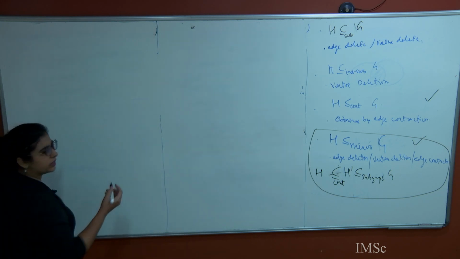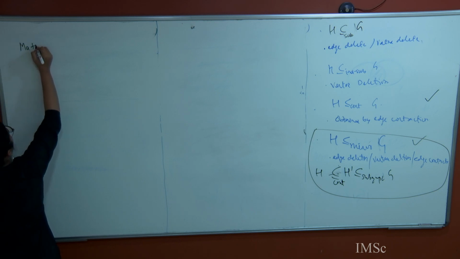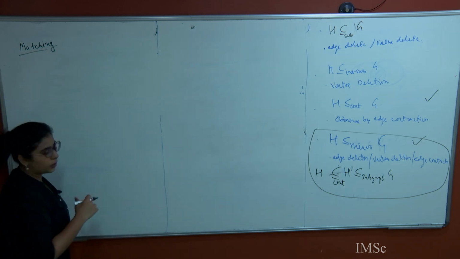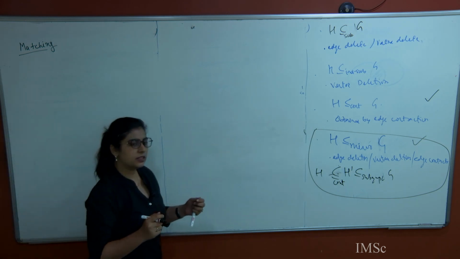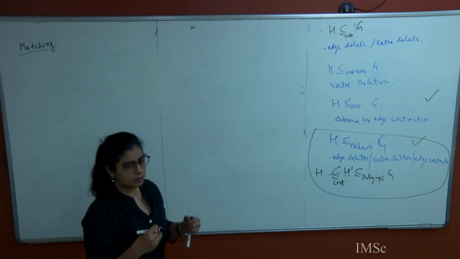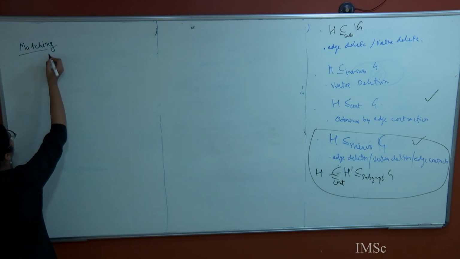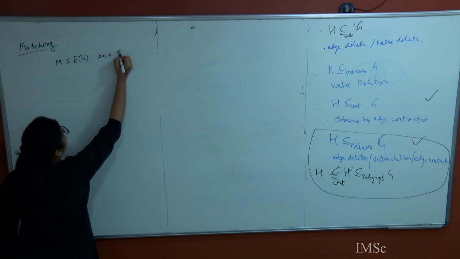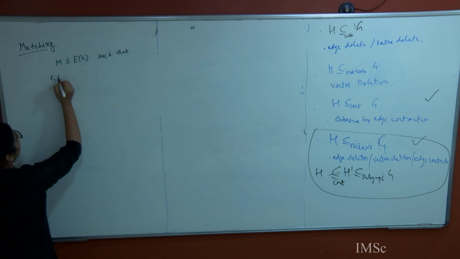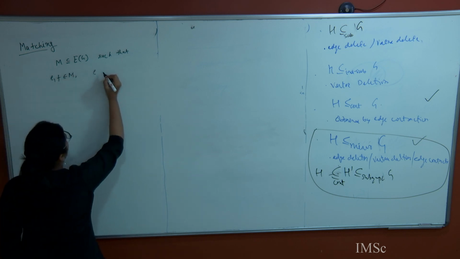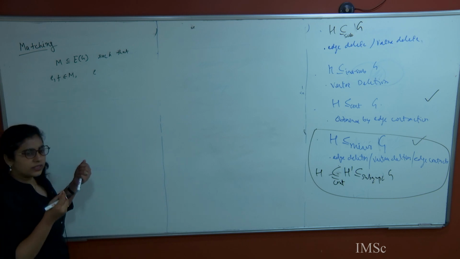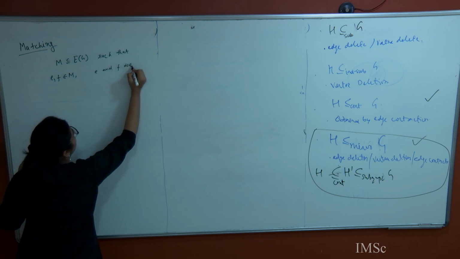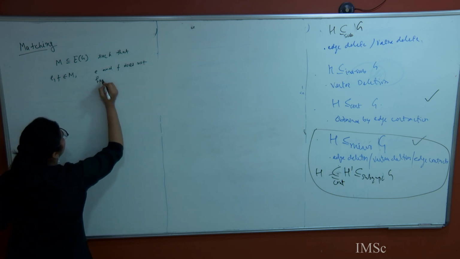Okay. So we'll start with matching. What is a matching? A matching is a subset of edges such that any two edges in the set are independent. So it's like the independent set analog for edges. So a matching is a subset of the edge set such that any two edges E and F belonging to M are independent. And what does it mean that two edges are independent? That E and F do not share a common endpoint.